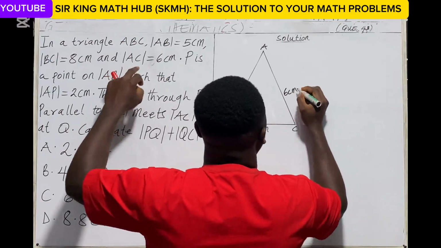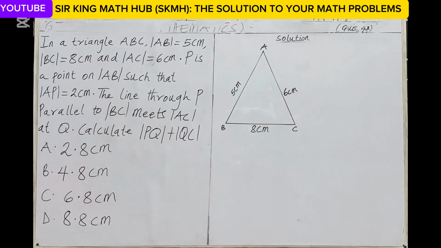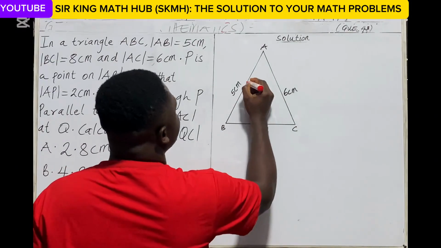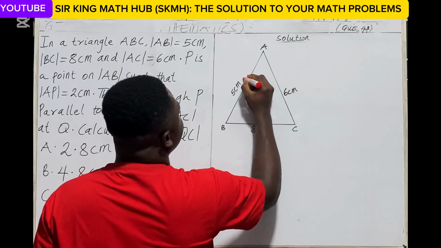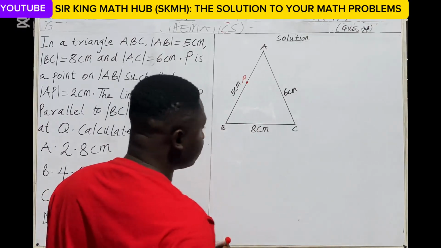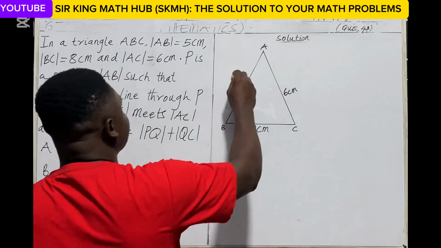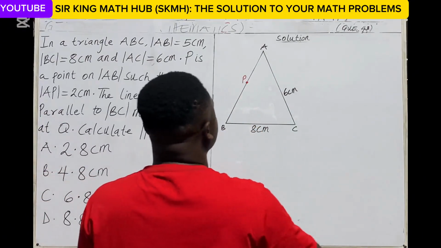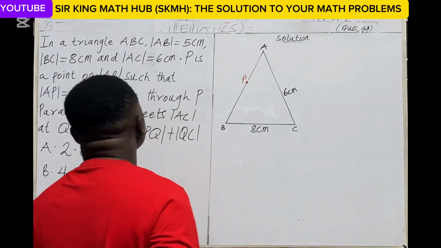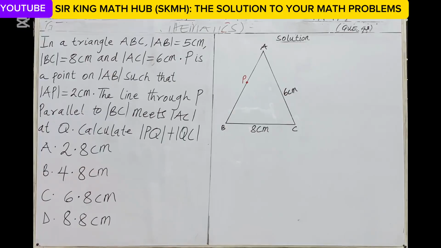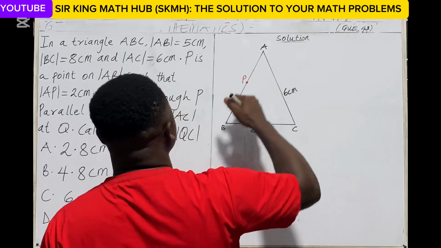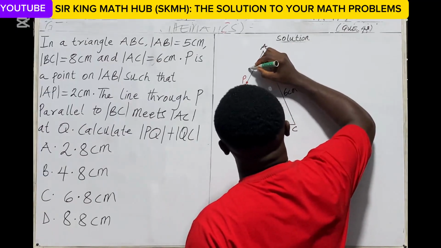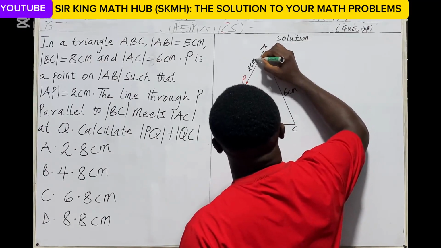Now there is a point P, so P is a point on line AB. So we have a point P, which is located on line AB. So P is a point on line AB such that line AP is 2 centimeters. So the distance from point A to P measures 2 centimeters.